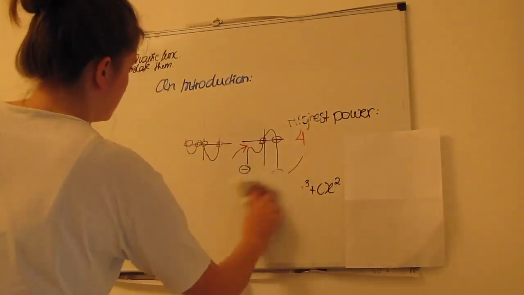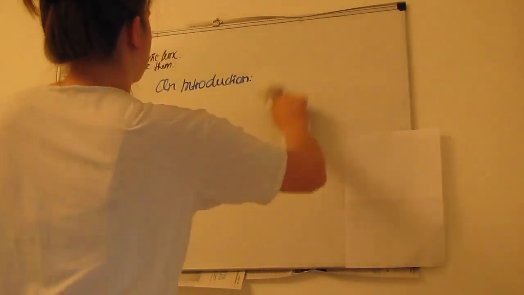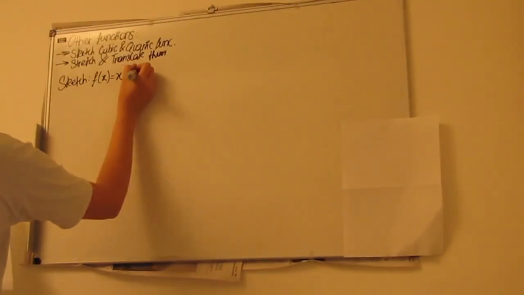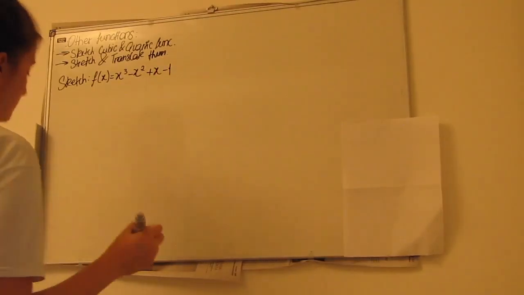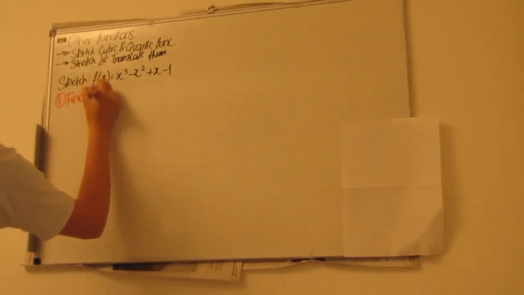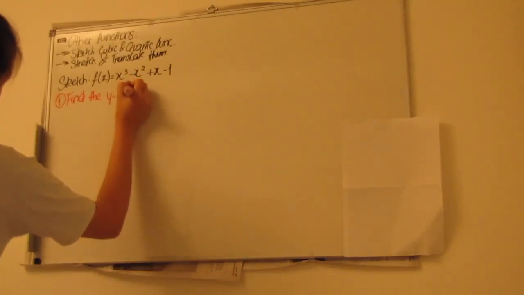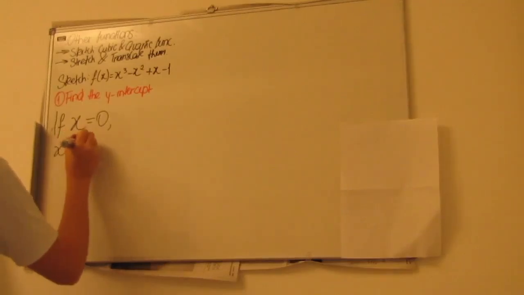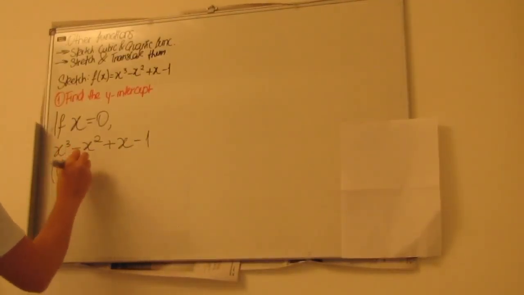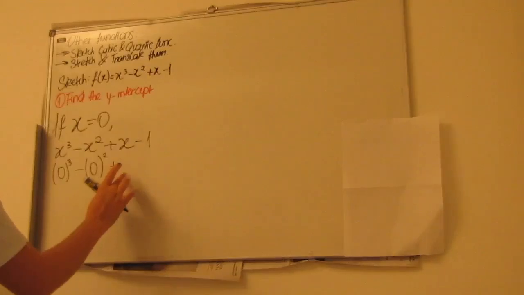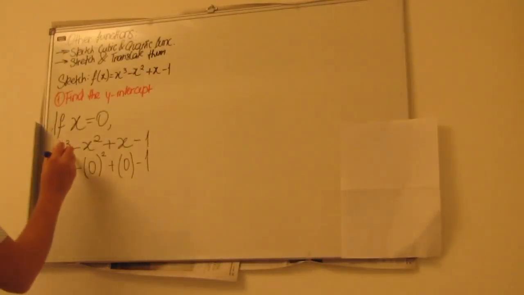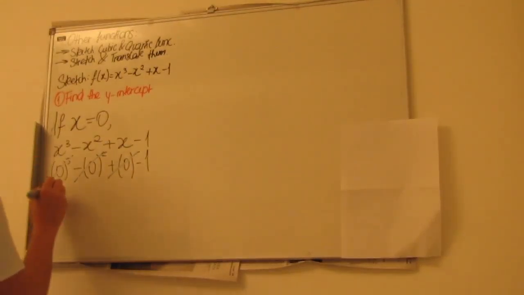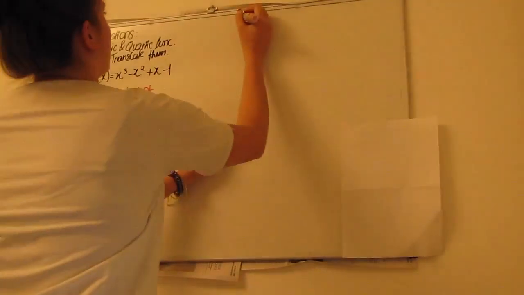So now I'm going to explain a little bit about how you sketch cubic functions in a very descriptive way. We're going to be sketching the function x to the power of 3 minus x to the power of 2 plus x minus 1. The first thing you have to do is basically find the y-intercept, and for that you have to substitute x for 0 in the formula. So 0 to the power of 3 minus 0 to the power of 2 plus 0 minus 1. We can see that obviously those zeros are going to cancel out, leaving minus 1 as the answer.